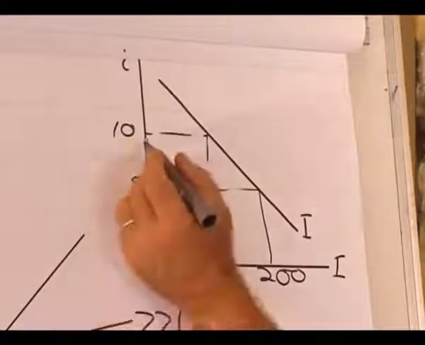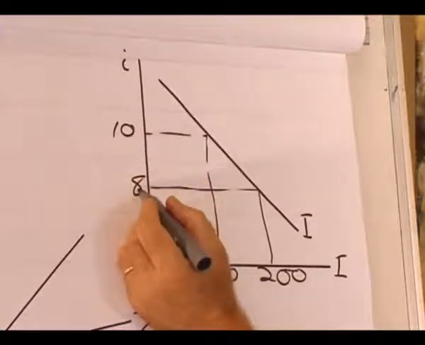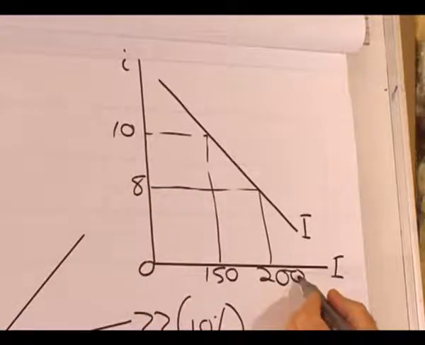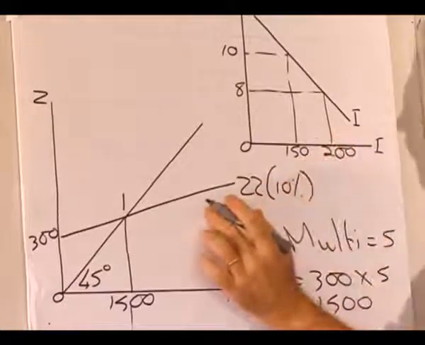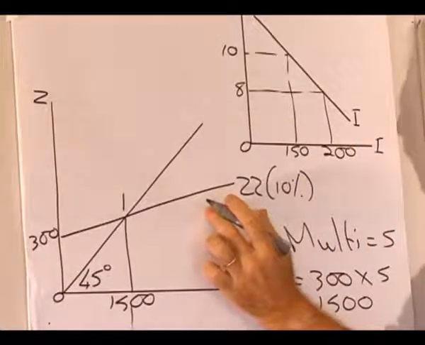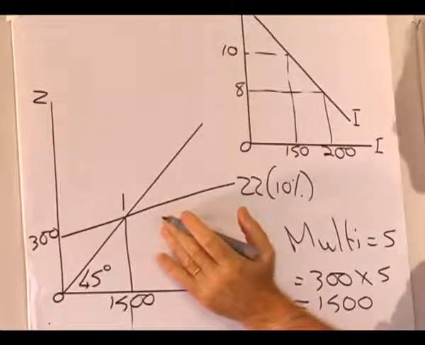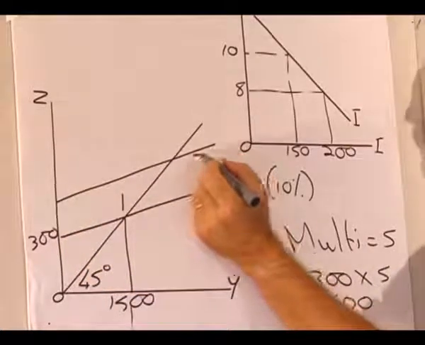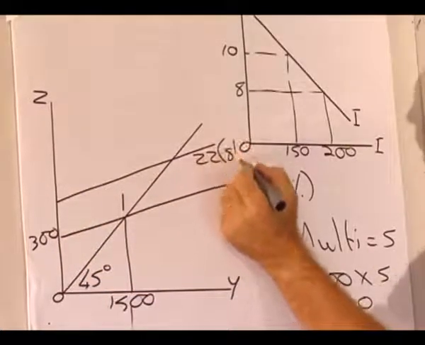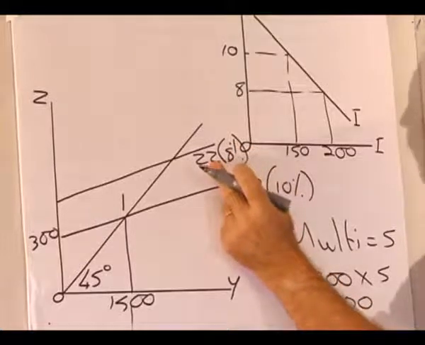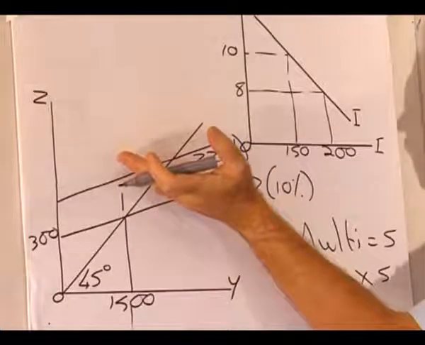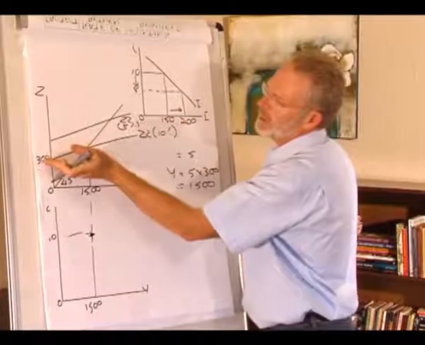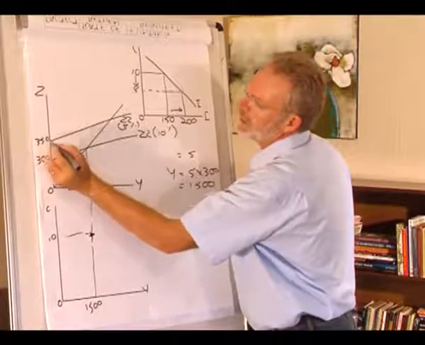Let's assume there's a decrease in interest rate from 10% to 8%. Investment will increase from 150 to 200. Investment is a component of demand for goods and services. So if investment increases, demand for goods and services will also increase. At the interest rate of 8%, investment is more, therefore the demand for goods and services is more. Investment increased by 50, so autonomous investment increased to 350.